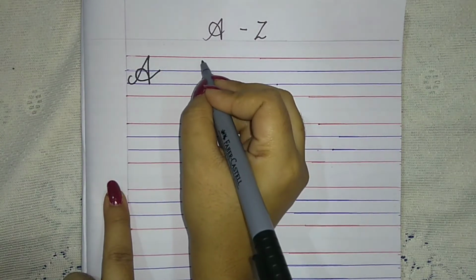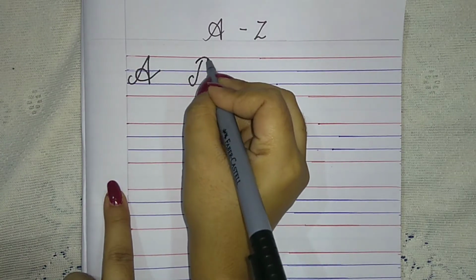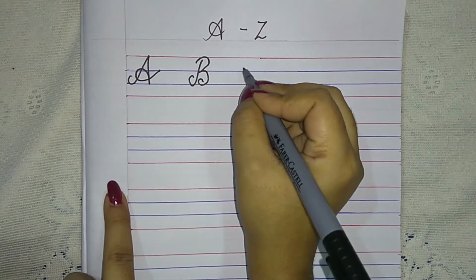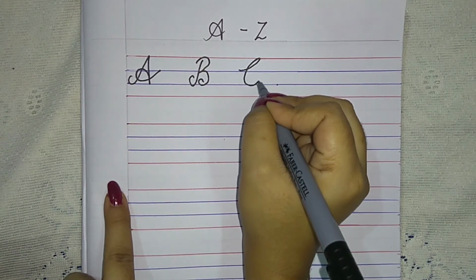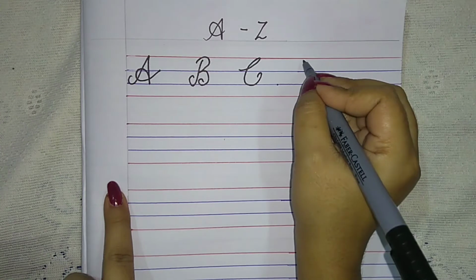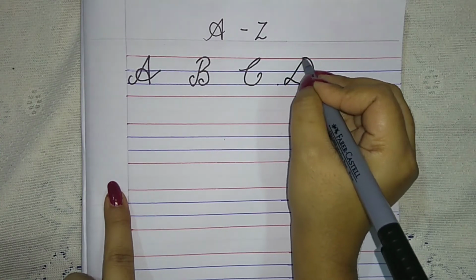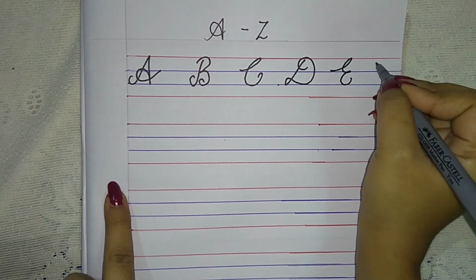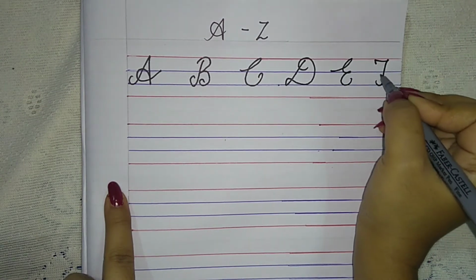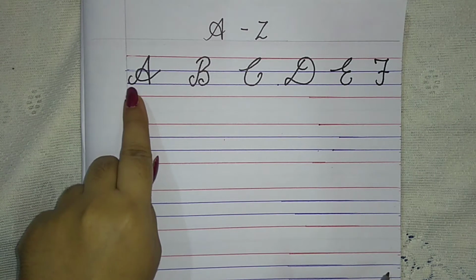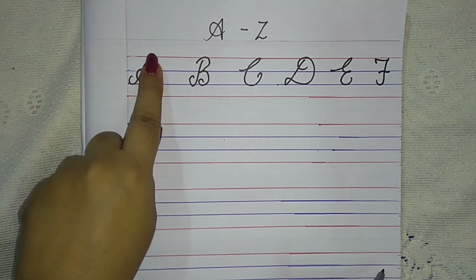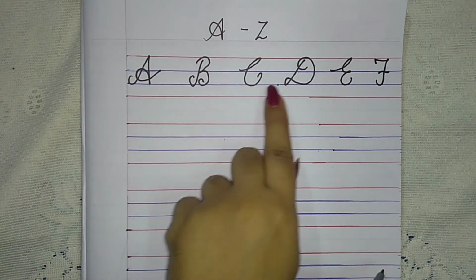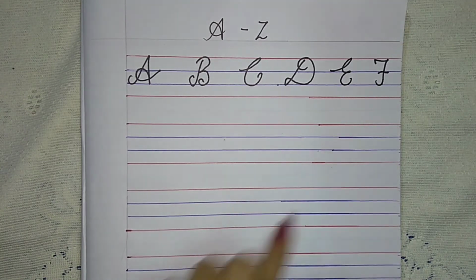A, B, C, D, E, F. देखिए सब में हम लोग नीचे के ब्लू लाइन से ऊपर के रेड लाइन को टच किया गया है. D, E, ओके.